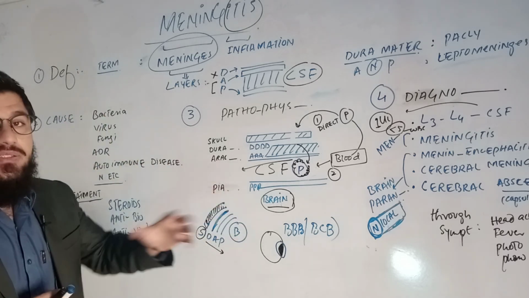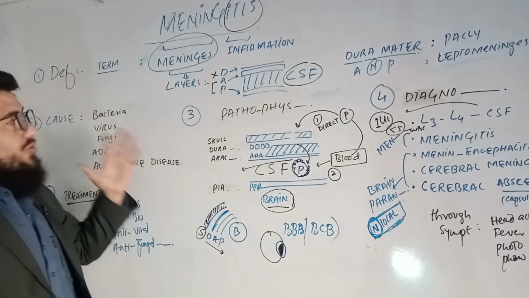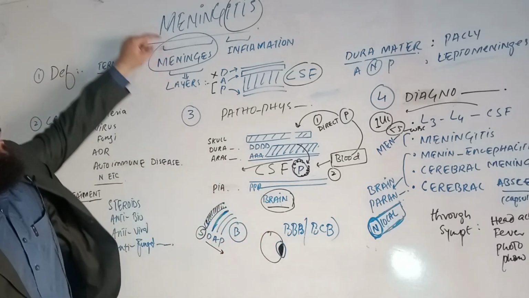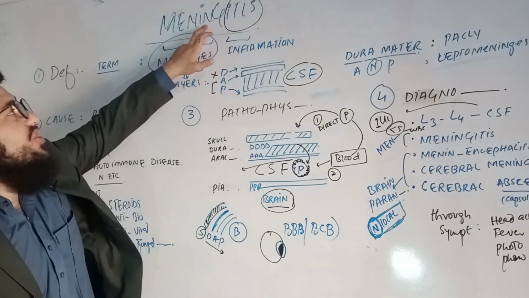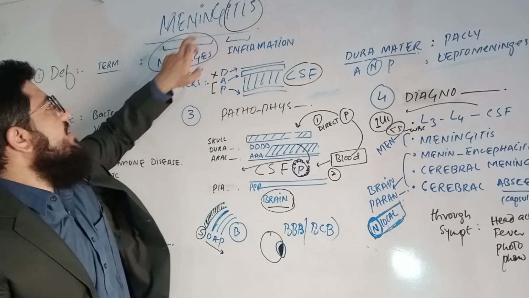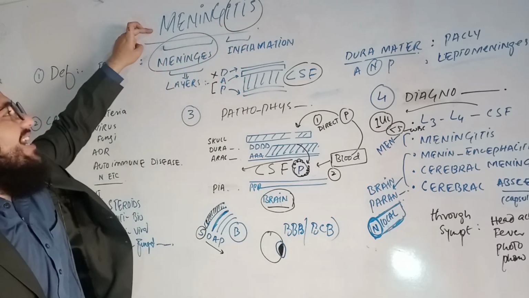Now, all the points will be discussed in a very simple and easy way. It is actually a kind of review of the entire lecture, okay? So let's review the entire lecture. Meningitis, how to define? Simple. Split the term into two: meningitis. Itis is inflammation, and meninges. So inflammation of the meninges is called meningitis.